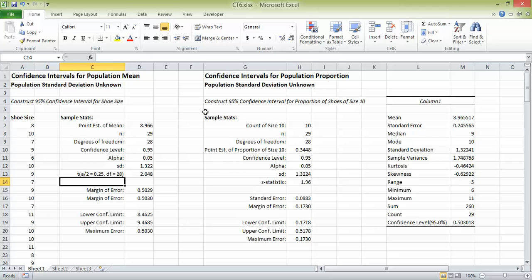All right, so my point is, degrees of freedom. Degrees of freedom are equal to n minus 1, and when you look values up in a t-table, you will use 28 for degrees of freedom. Confidence level, yes, 95%. The difference between that and 1 is alpha. That is our alpha level.